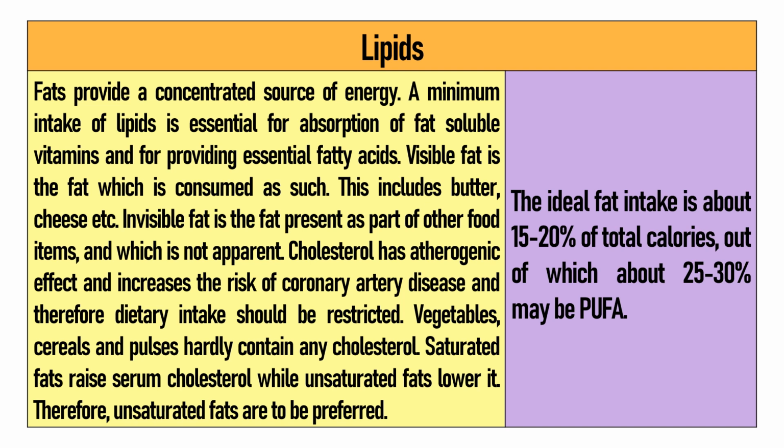Cholesterol has atherogenic effect and increases the risk of coronary artery disease, and therefore dietary intake should be restricted. Vegetables, cereals and pulses hardly contain any cholesterol. Saturated fats raise serum cholesterol, while unsaturated fats lower it. Therefore, unsaturated fats are to be preferred.